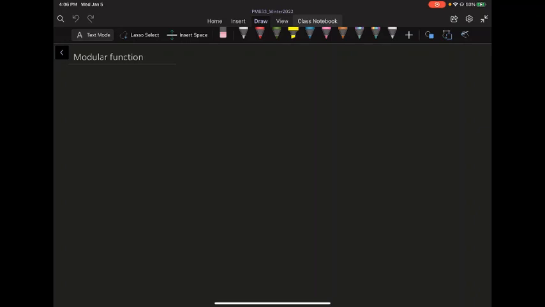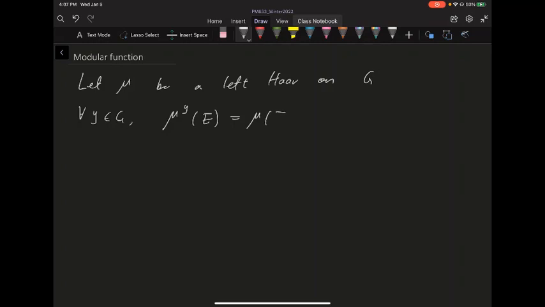All right, so the idea is fairly simple. Let's start by looking at a left Haar measure. Let mu be a left Haar measure on, say, a locally compact Hausdorff group G. So I can do the following. For every y inside G, let's consider a new measure, let's call it mu_y. If I want to evaluate at some set E, I can define it as mu of E right translated by this y.